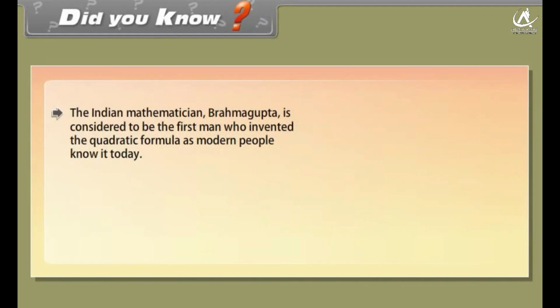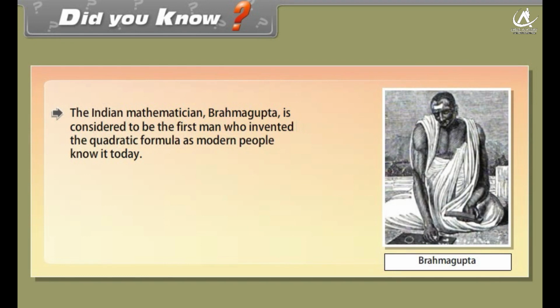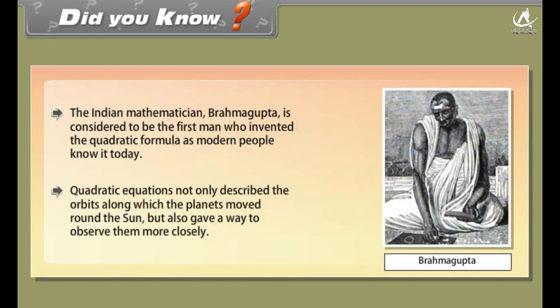Did you know? The Indian mathematician Brahmagupta is considered to be the first man who invented the quadratic formula as modern people know it today. Quadratic equations not only describe the orbits along which the planets moved around the Sun, but also gave a way to observe them more closely.